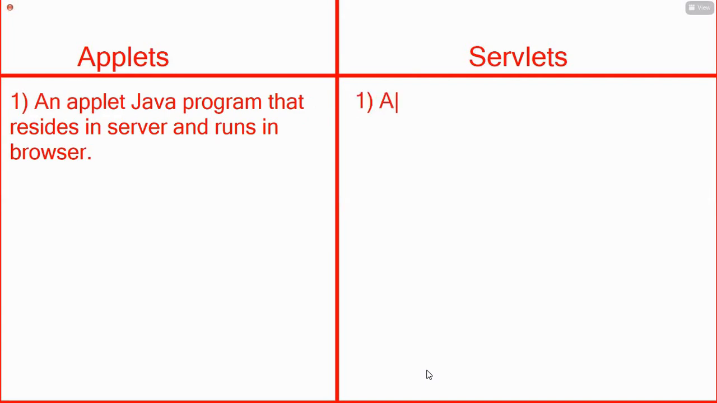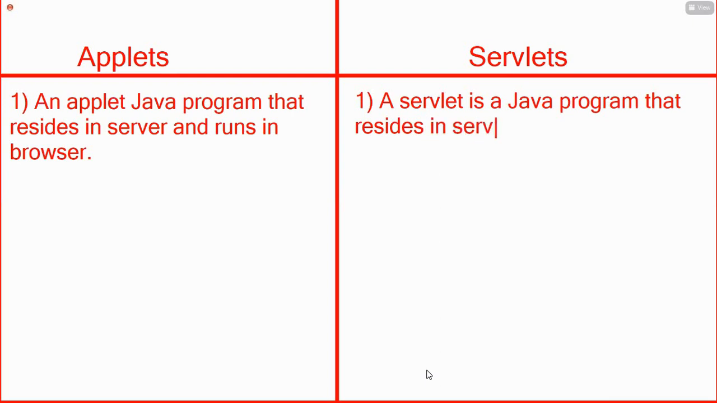A Servlet is a Java program that resides in server and runs in server only. An applet is a Java program that resides in server and runs in browser. A Servlet is a Java program that resides in server and runs in server only.